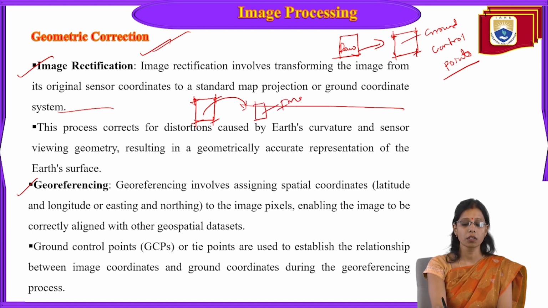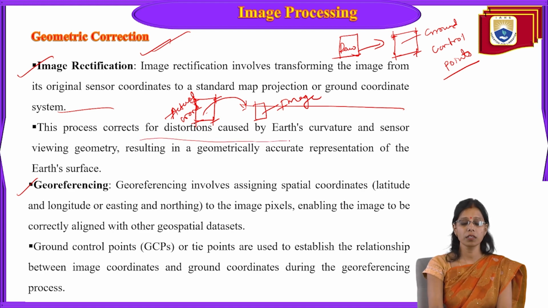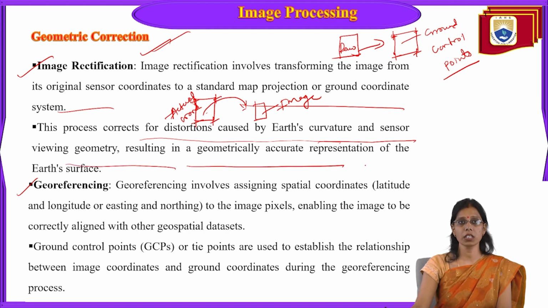So this is the image, and this is the actual ground. These are transferred to the image and assigned to the satellite image or the aerial photograph to get the image geometrically corrected. This process corrects for the distortion caused by the Earth's curvature and sensor beam geometry, resulting in a geometrically accurate representation of the Earth's surface. So when the data is geometrically corrected, the actual image will be converted to the geometrically corrected image.